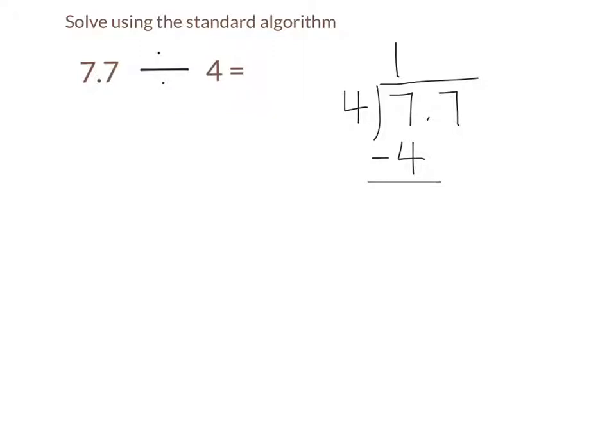If we cross out those 4 that we used, how many were left? 3. Very good. Now, we can't share those 3 into 4 groups anymore, so we need to do what? Regroup. Those 3 ones will become how many tenths? 30 tenths. Wait, do the 3 ones become 37 tenths? No, they just become 30 tenths. But after brother combines those 30 tenths with the 7 tenths we already have, how many tenths did we have? 37 tenths. Very good.